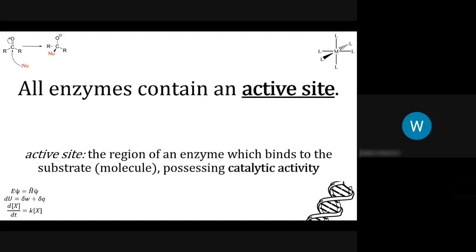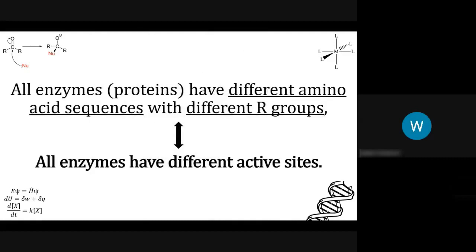Now, the key feature of all enzymes is that they contain an active site, which is the region of the enzyme to which the substrate binds, and also the region which contains catalytic activity. Because all enzymes and proteins have different amino acid sequences with different R groups, all enzymes have different active sites, and this results in the remarkable diversity of enzymes in our body.